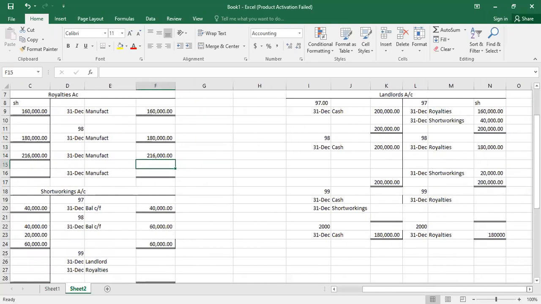So in the landlord's account, now the royalties are 216,000. Our royalties is 216,000 in the year 99, isn't it? Yes. The cash to be paid is 200,000. You're paying a cash of 200,000. Then we have a surplus of 16,000. So to close our books at 216,000.